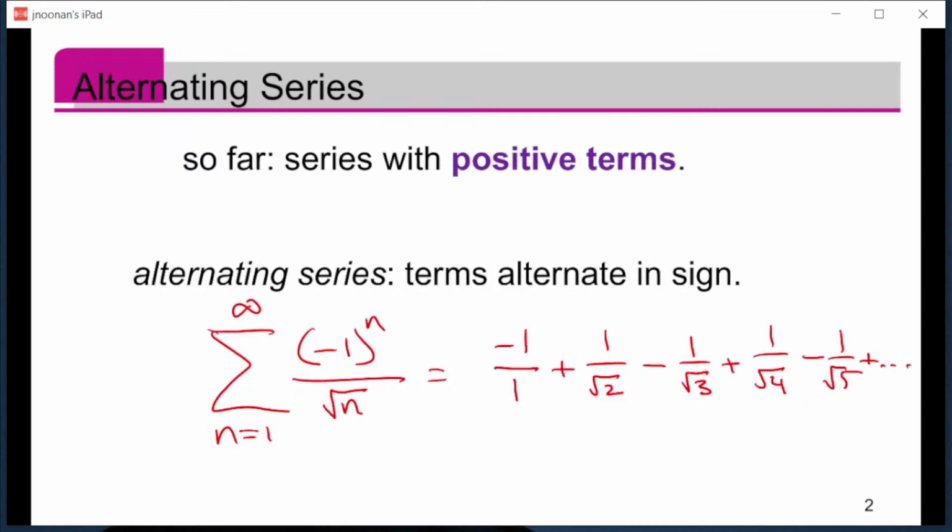Let me write down the partial sums. We have negative 1. And then I add to this, now I regret choosing this particular series. So let's see, 1/2. And I got negative 0.293. Good enough. So that represents the sum of these. Now I'm going to add to that negative 1 divided by the square root of 3.